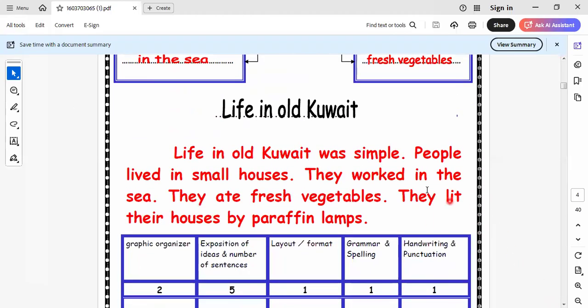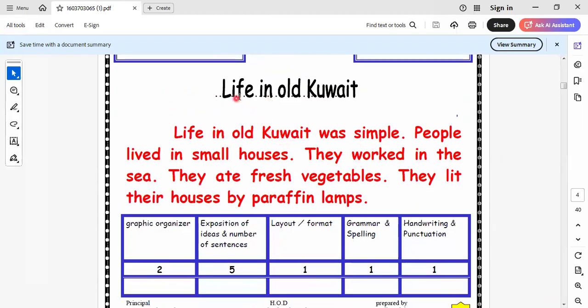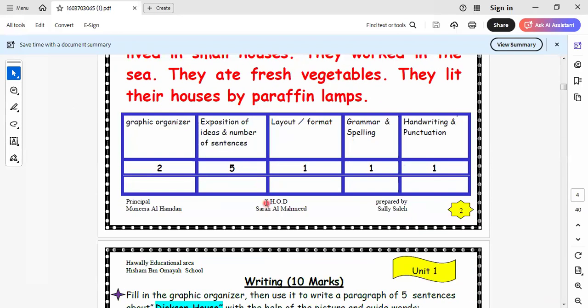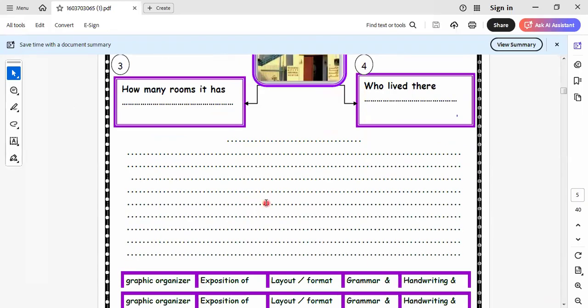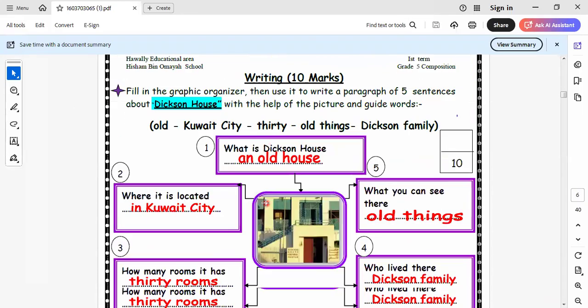Let's read the paragraph together. Life in Old Kuwait. Life in Old Kuwait was simple. People lived in small houses. They worked in the sea. They ate fresh vegetables. They lit their houses by paraffin lamps. Okay, I think we know this from explaining the lesson last class.